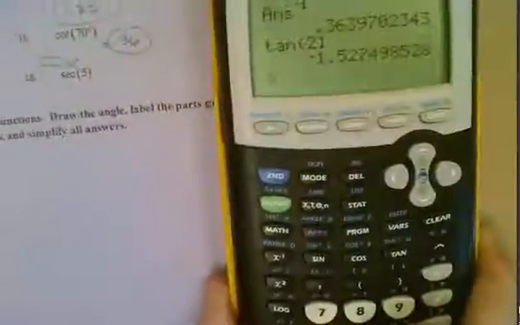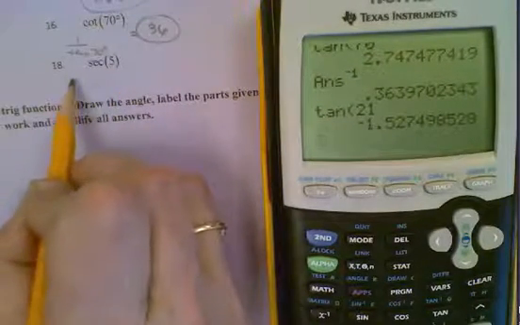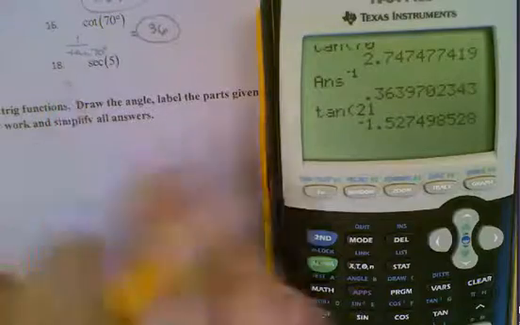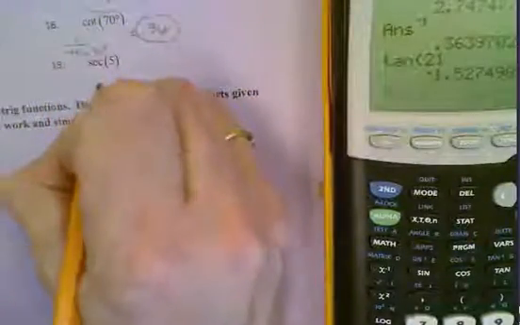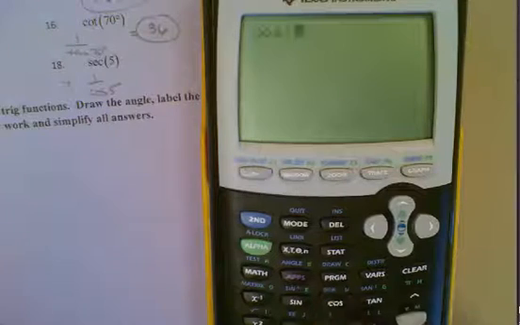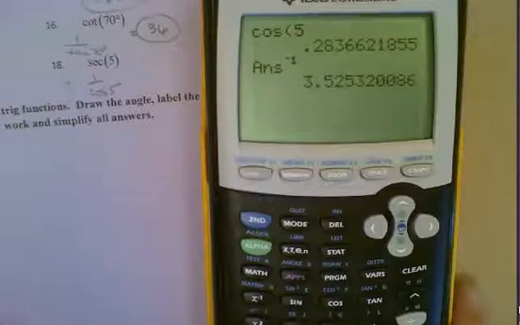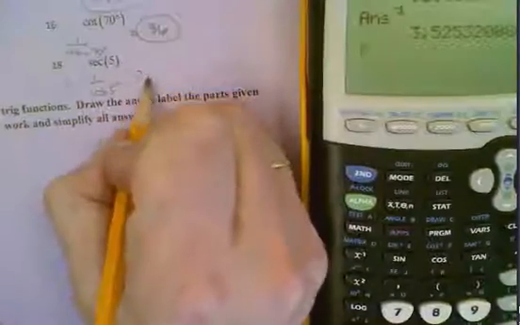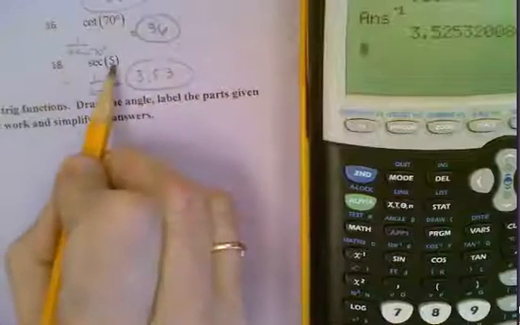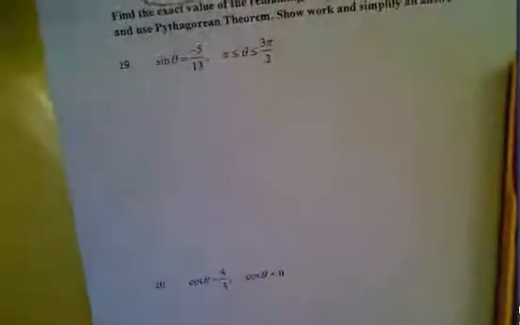Same with this one. It's secant of 5, not 5 degrees, but 5 radians. So 5 radians would be somewhere over here. So I need to take the cosine of 5 radians. So make sure I'm in radians, which I am. Cosine of 5 radians, get my answer, and then take the reciprocal. I get 3.53. So just be careful. You have to make sure you have a degree sign in order to know you're in degrees.